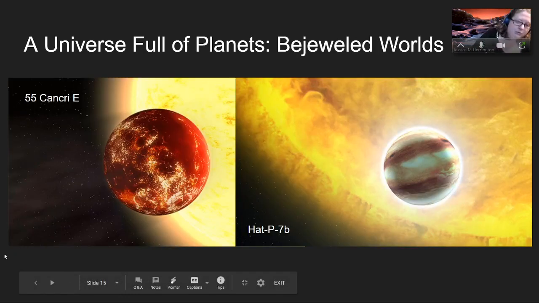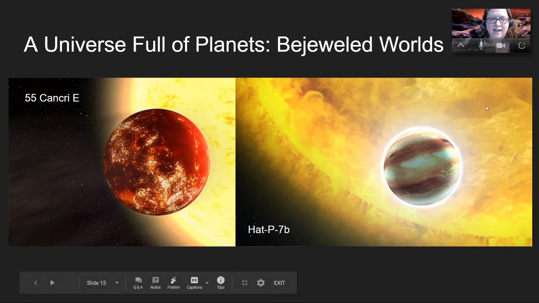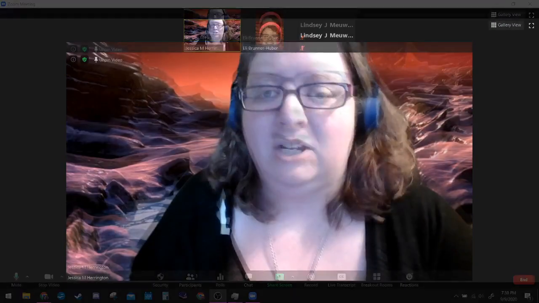And the very last two are what I have nicknamed the Bejeweled Worlds. 55 Cancri e, here on the left, we think could possibly be covered in diamonds. And then HAT-P-7b over here on the right could possibly rain rubies and sapphires. So maybe these would be good ones to go visit. I don't know, you can make up your minds. These are still pretty hostile. I don't know if I would want to actually be out in a rain of gems. I feel like that would hurt. But that is the last of our interesting worlds and the last of our exoplanet exploration here.